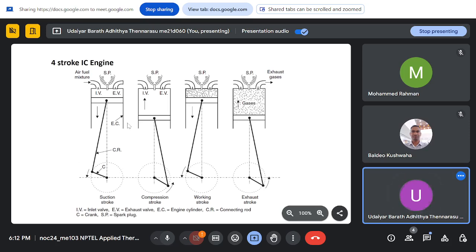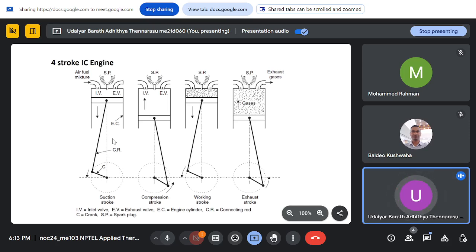So now we saw that an internal combustion engine can operate in two ways, that is, one is four stroke and another is two stroke. We don't usually see two stroke engines; what we are using are all four stroke engines. So how does a four stroke engine work? It again has four processes.